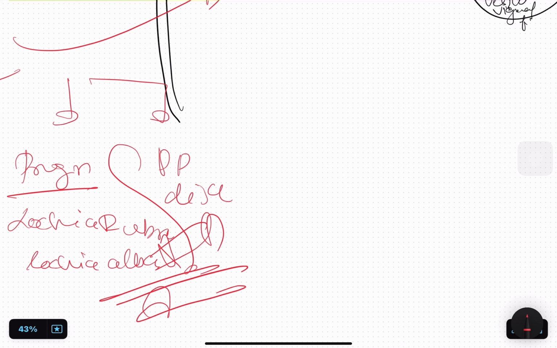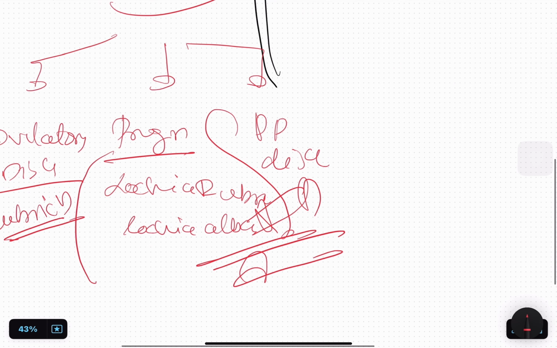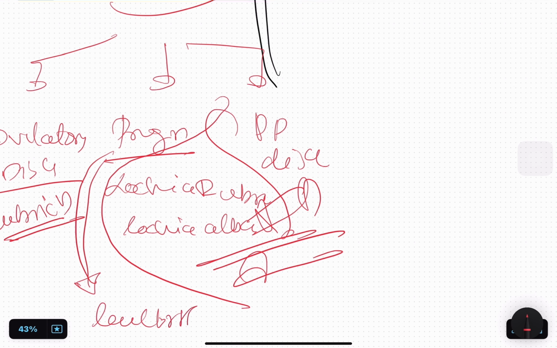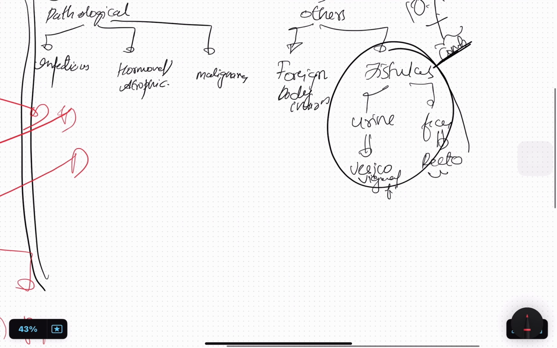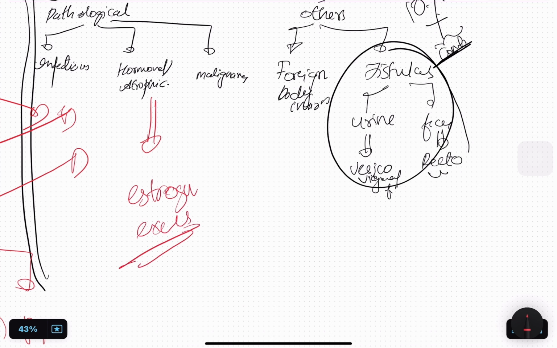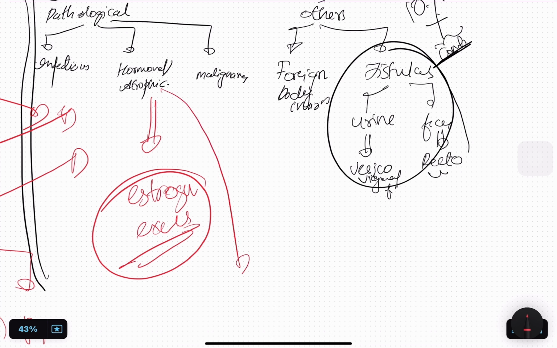Rubra, alba, pregnancy related, and in pregnancy related you can have leukorrhea, milk production, all those things. Infection is something separate, which I will deal with. In a hormonal atrophic condition, especially in estrogen excess, you will have a thick mucoid discharge, basically thick discharge. And if it's a menopausal woman, less hormone, so thin discharge.